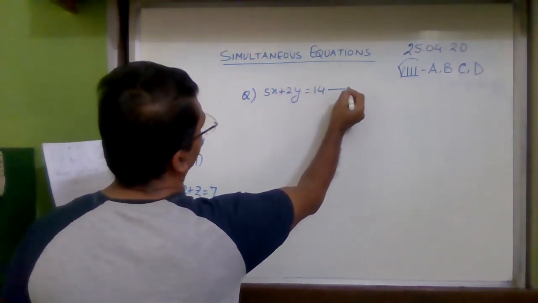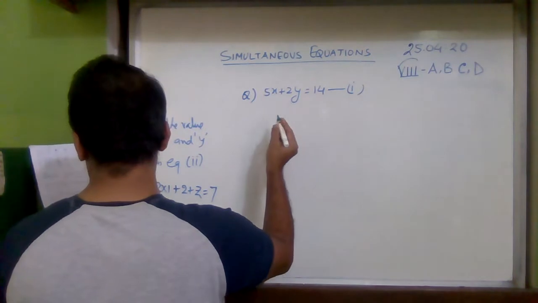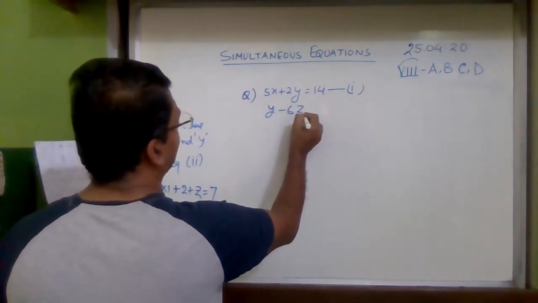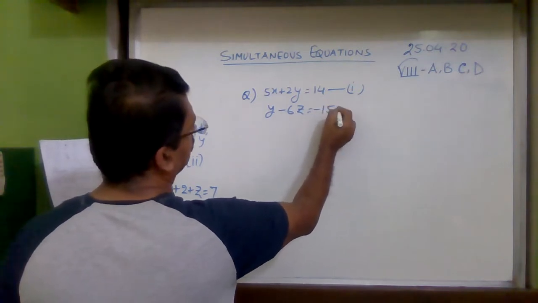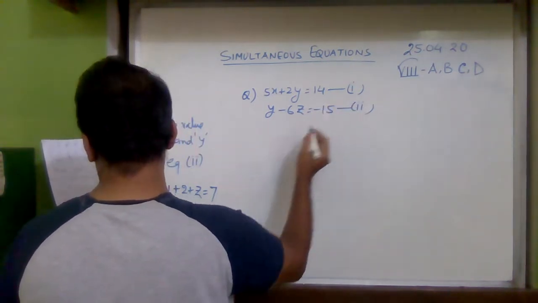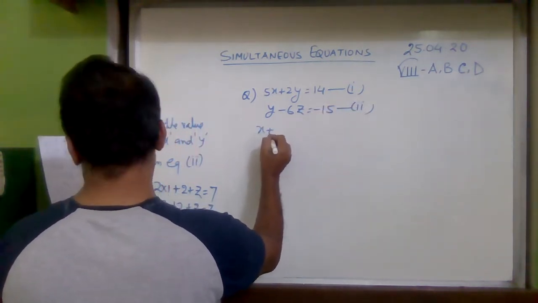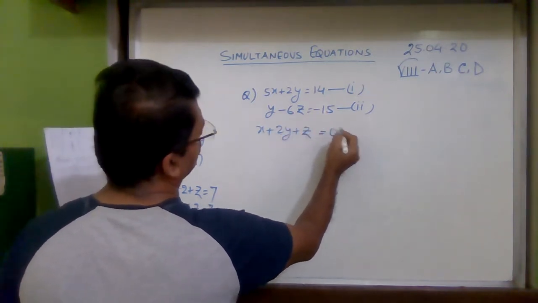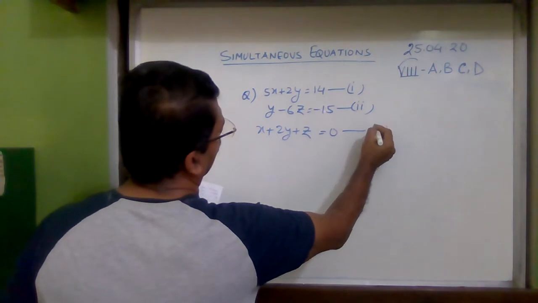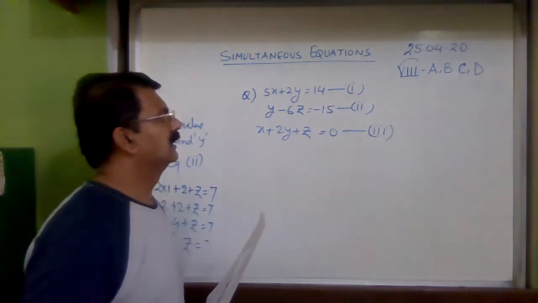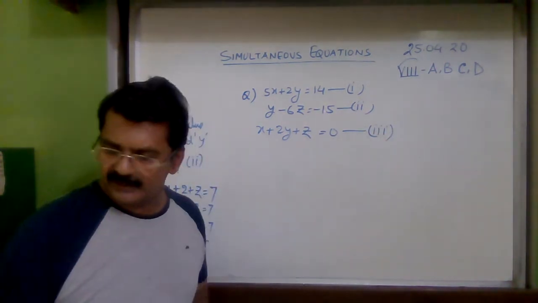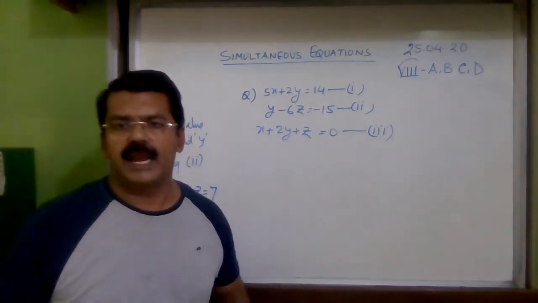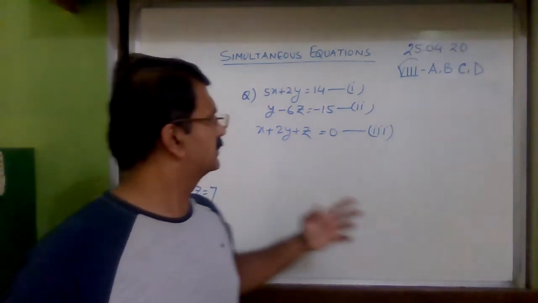First equation is 5x plus 2y is equal to 14. The second equation, y minus 6z is equal to minus 15. And the third equation is x plus 2y plus z is equal to 0. That is the third equation. Now, how many variables are there? There are 3 variables. You can see x, y and z, and that is why there are 3 equations.